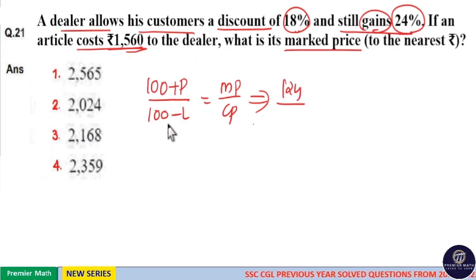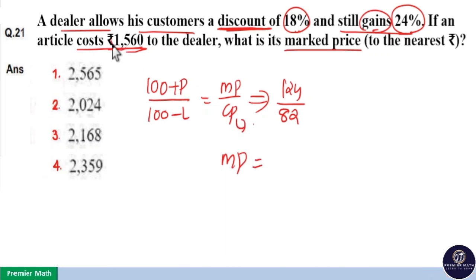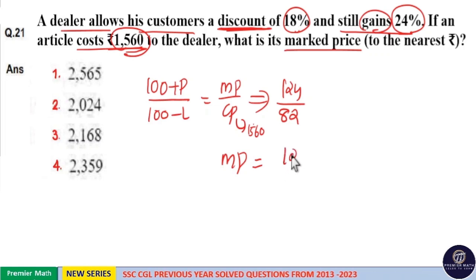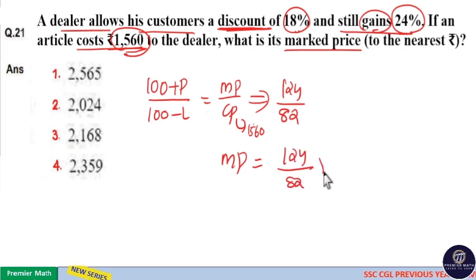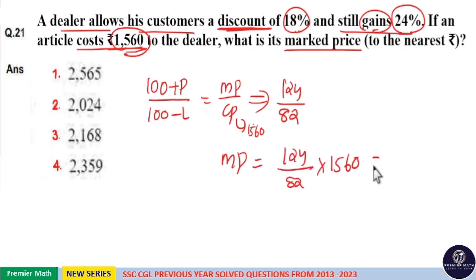Now 100 minus loss means 100 minus 18. When you give a discount of 18%, you are losing that 18%. So 100 minus loss 18% is equal to 82%. Now this is the mark price by cost price ratio. Now mark price is equal to, you already know the cost price is 1560. So mark price is equal to 124 by 82 into 1560.